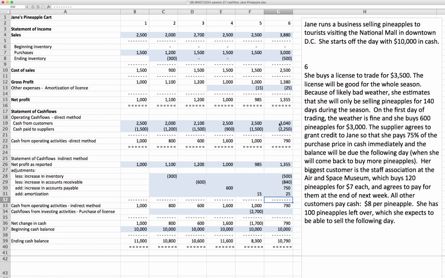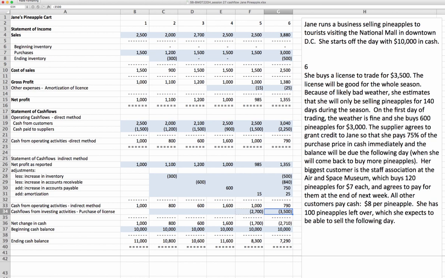Of course, there was also the cash flow for the purchase of the license, which was $3,500. And so overall, the net change in cash was, again, let's make this a nicer format. Net change in cash was 2,710. She started off the day with 10,000 and she ended the day with 7,290.